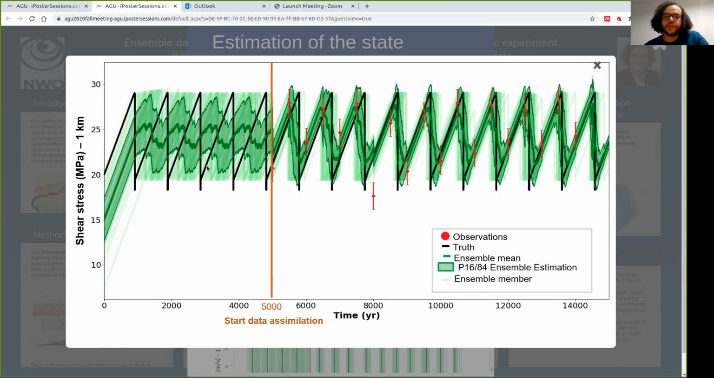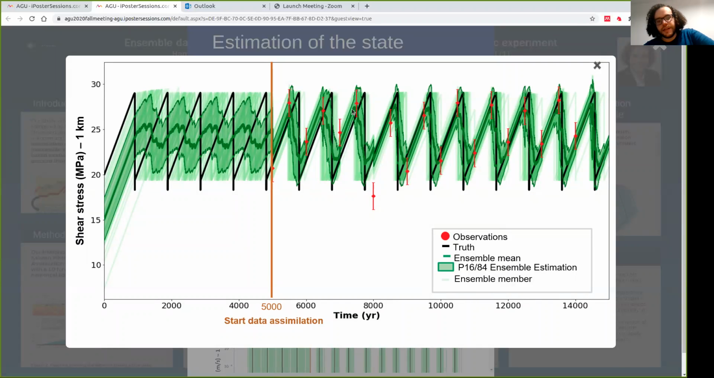Here in the shear stress, we will have an interseismic phase where we're loading the system, and then where it releases the energy, it's called the coseismic, and it represents the earthquakes. The red dots with error bars represent the observations from my sensors. And finally, in green, we have the spreading of our estimate, represented by these hatched areas that are between the percentile 16 and the percentile 84 of the distribution of my ensemble.